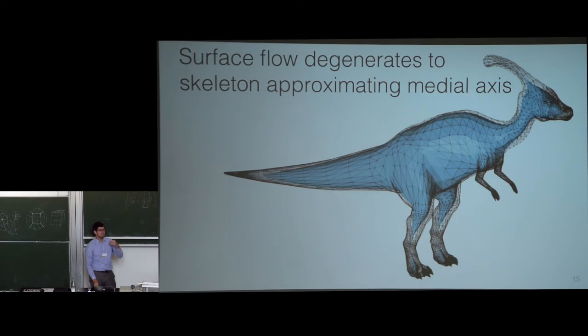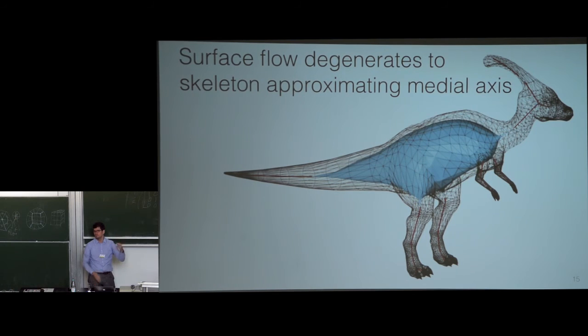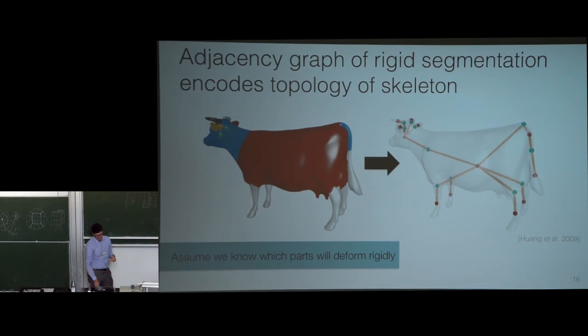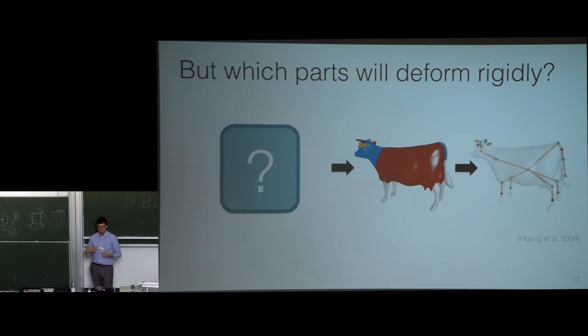And there's even more recent works that can show that you can sort of guide this thing to actually lie on the medial axis, which is a nice feature if you want your skeleton to be inside of your shape. The other set of works are trying to identify these rigid regions that I mentioned before, and then coming up with a graph of segments that would control these rigid regions. But how would you know ahead of time which parts should deform rigidly if you don't know anything about the shape? You don't even know that it's a cow or that it's a human being.